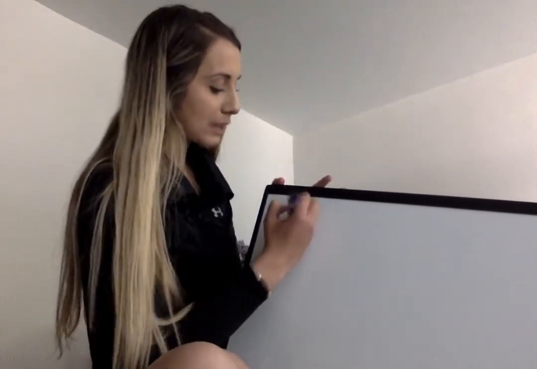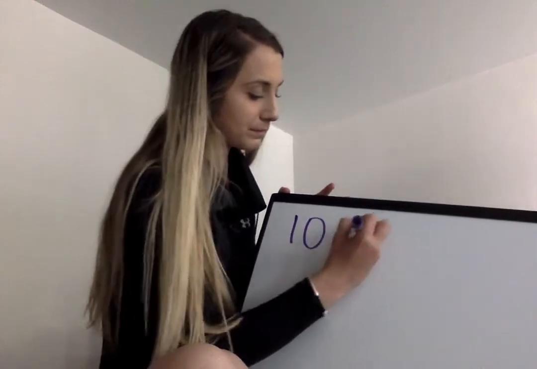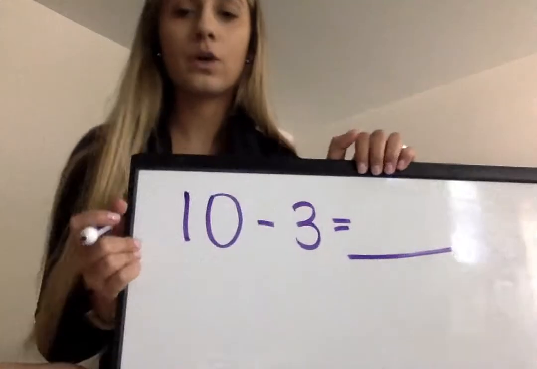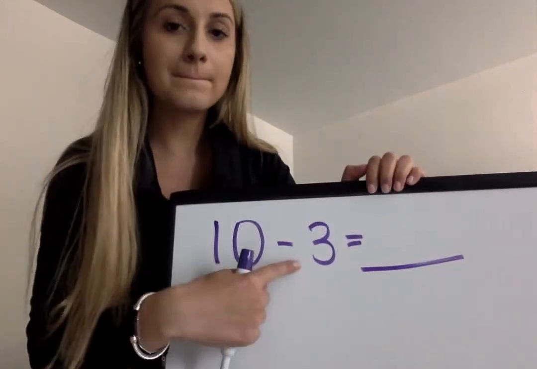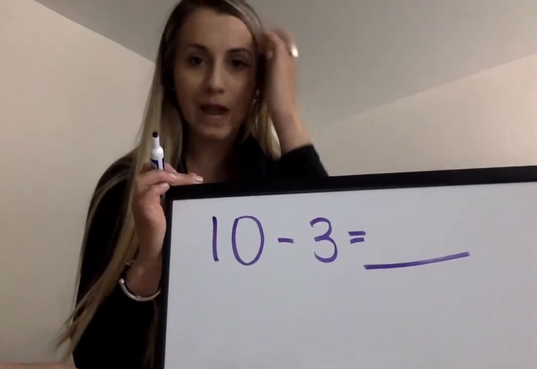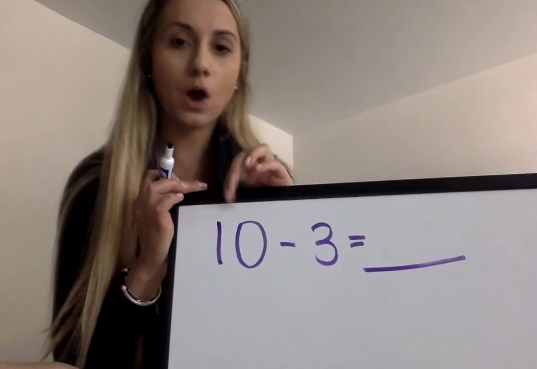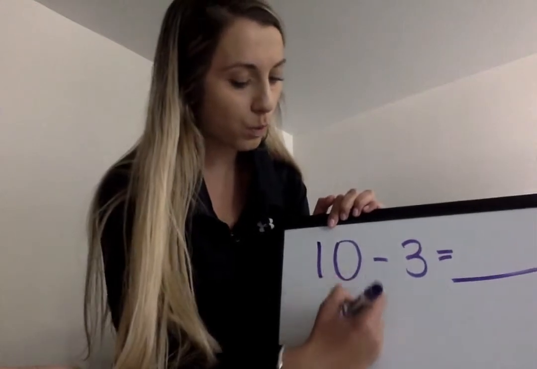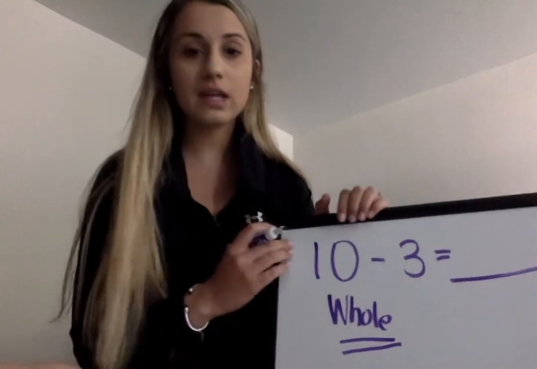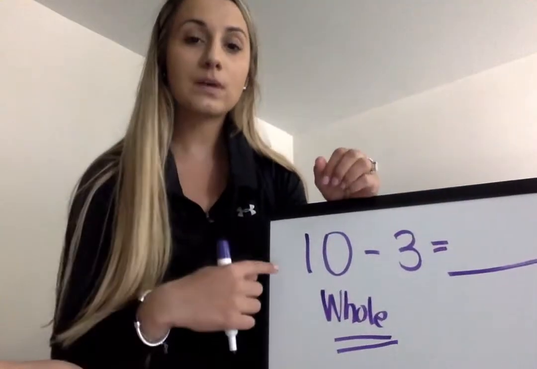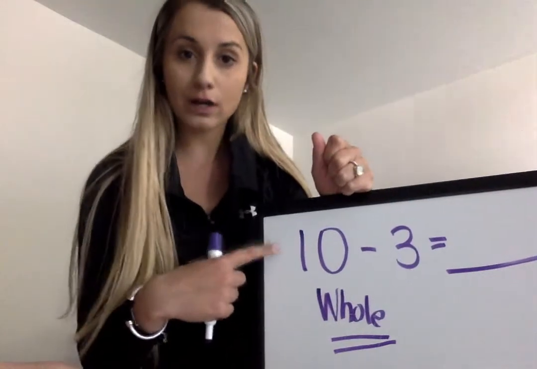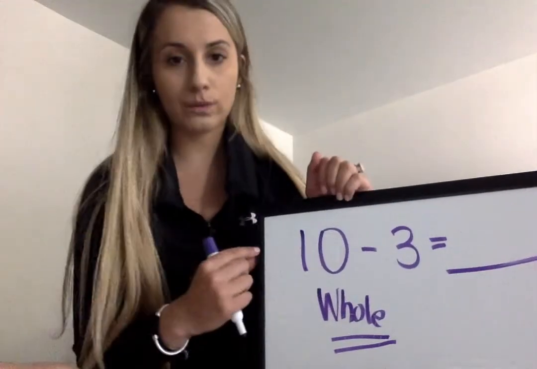So if we had a look at this problem right here on the whiteboard, we see 10 minus 3 equals blank. When looking at a subtraction sentence, the first number that we always see is our whole number. It is always our biggest number. So in a subtraction sentence, remember, the first number that you see is how many you're starting with, which is the biggest or the whole number.